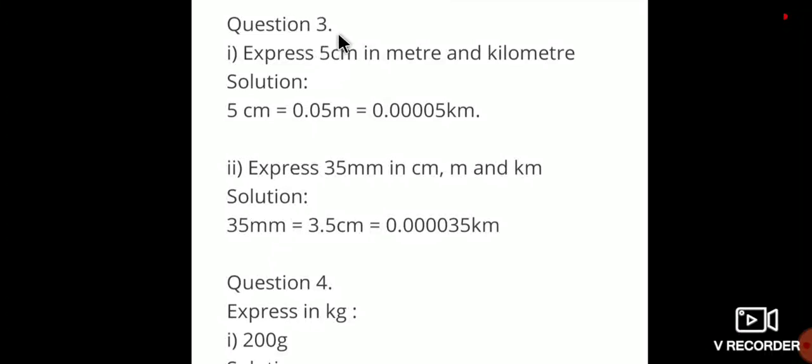So next, question number 3. Express 5 centimeter in meter and kilometer. So 1 meter is equal to 100 centimeter, and 1 kilometer is equal to 1000 meter. To convert centimeter into meter, we should divide by 100, and centimeter to kilometer, divide by 1000. Here we have 5 centimeter. First, to convert to meter, we should divide 5 centimeter by 100. Here 100 means the decimal point is put after 2 digits.